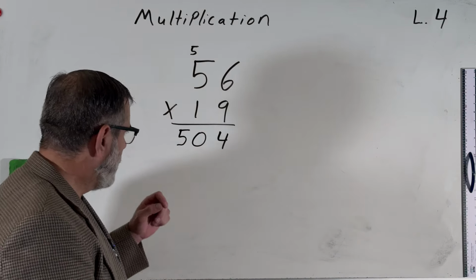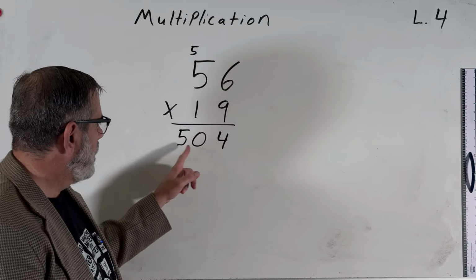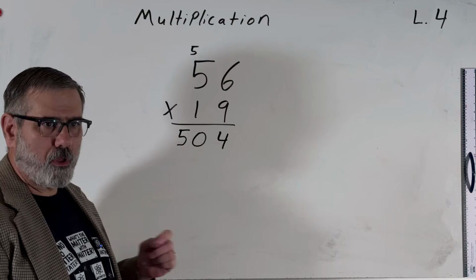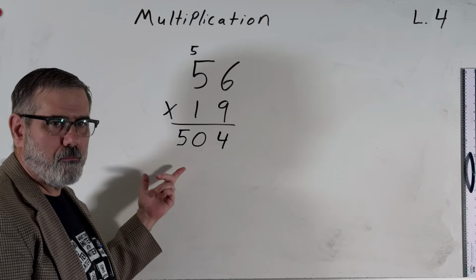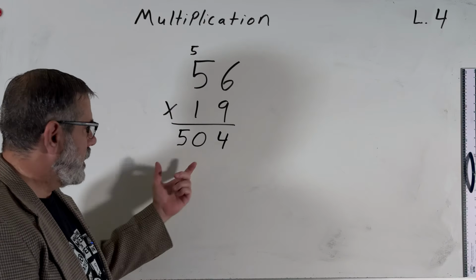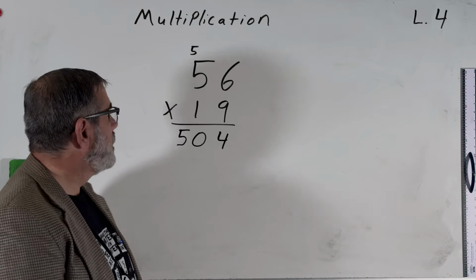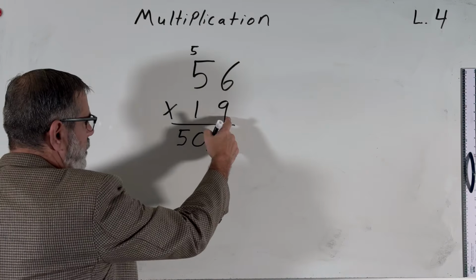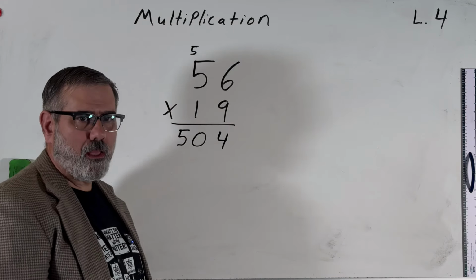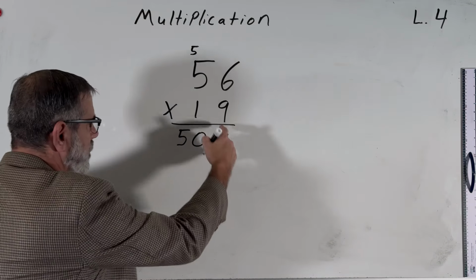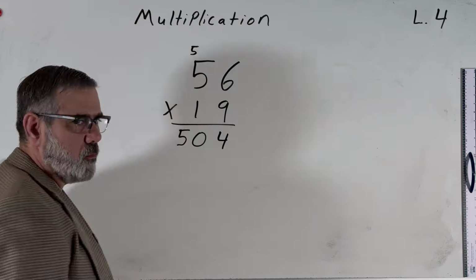Now I just want to point out at this point that it's important to write neatly in the answer section, because what we're going to do next is we're going to have to put another answer section below that and line it up. And if we get it misaligned, then it's going to affect our answer. So we finished with the 9. We've multiplied it by everything in the row above. So we now move over to the left to the next digit, which is a 1.